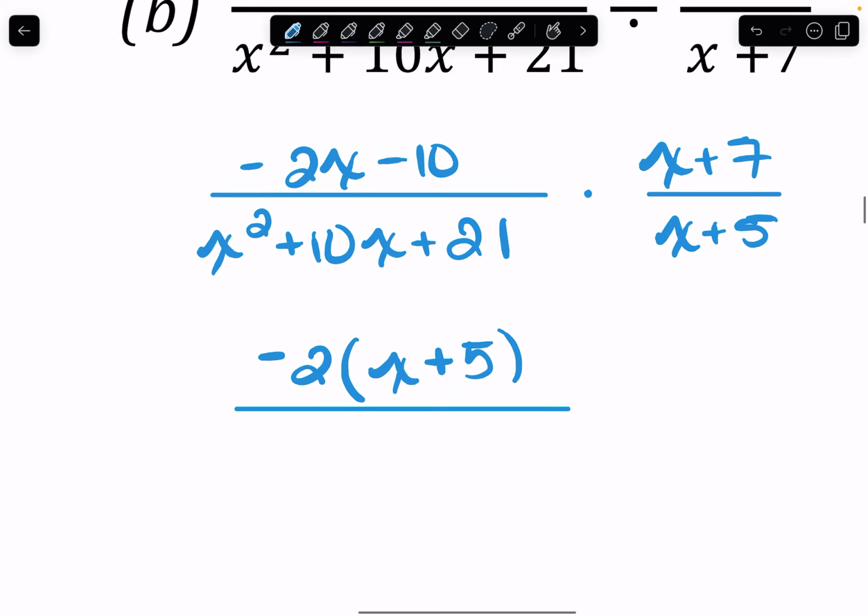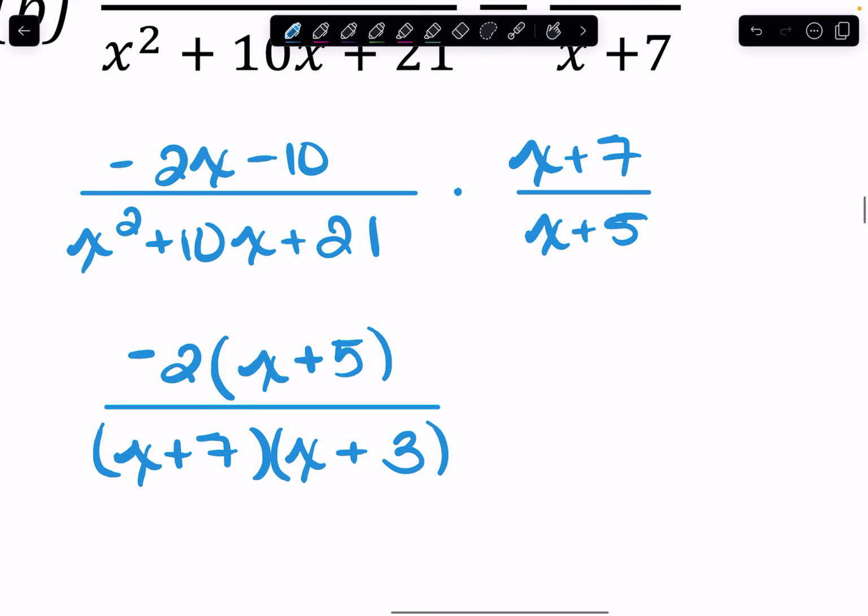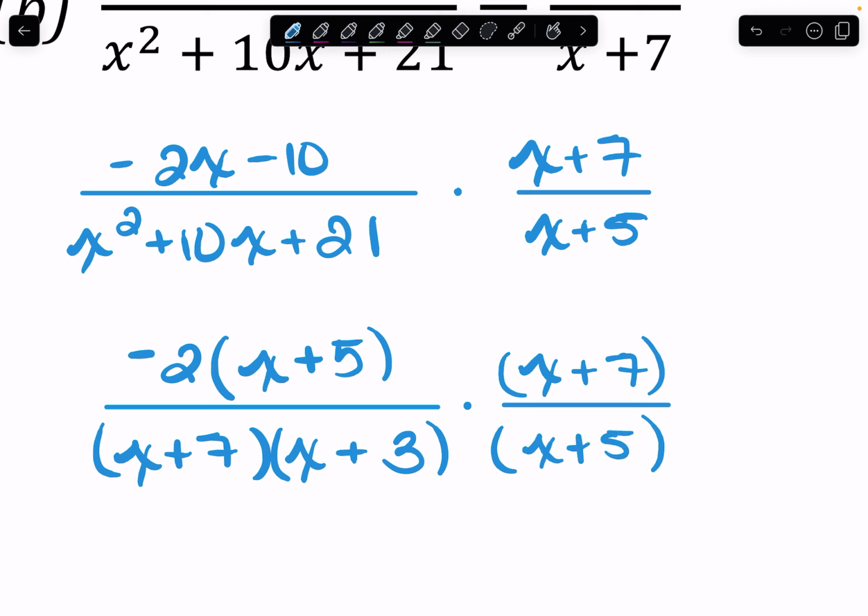For the first denominator, leading coefficient is 1, so that's a straight double bubble. I know it's x and x. Multiply to 21, add to 10. So that's 7 and 3, and they're both positive, so both pluses in the factoring. x plus 7, there's nothing we can do, so we're going to bubble it. And x plus 5 already factored as well.